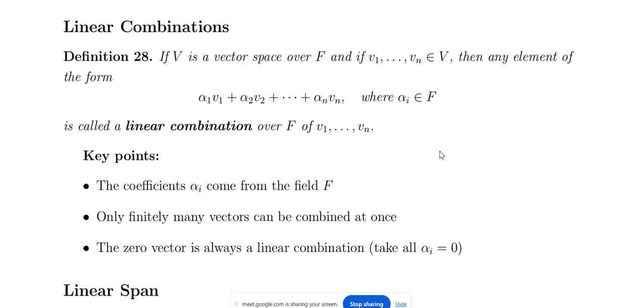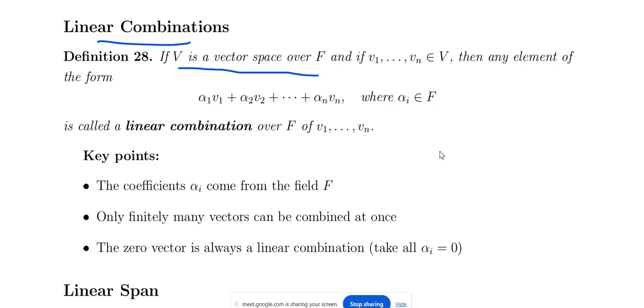So actually, basis, linear independence and linear dependence. After looking at linear combination, we will move to inner product space. So first of all, linear combination means: V is a vector space over F.